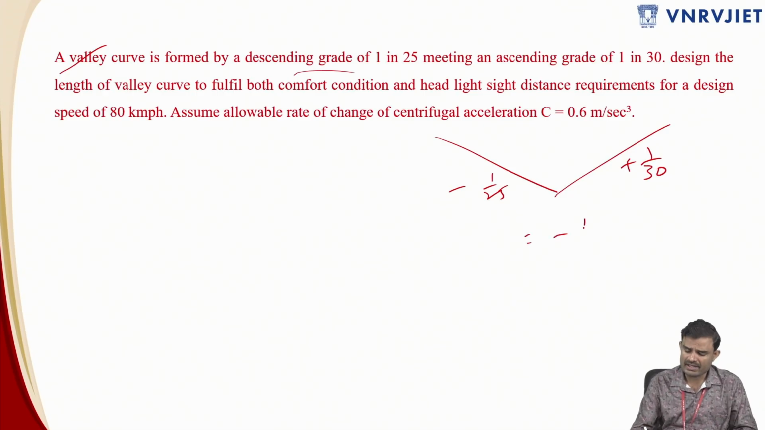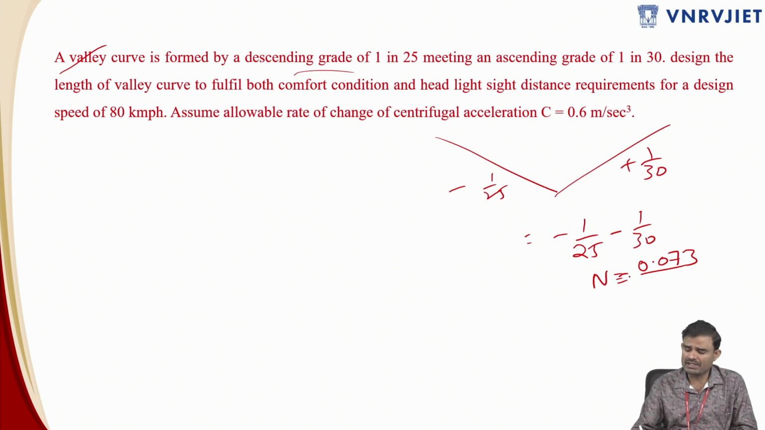So you have to calculate minus 1 by 25, and this is minus of algebraic difference. Again, this is plus, so this also will become minus 1 by 30. You simplify this in order to get the value of n. If you express this in percentage, this will be 0.073. So this is the value of n. Of course, this entire value will be negative, but this is only an indication that the overall value is negative. That is an indication of a valley curve. That's all. The deviation angle will be there between the original path and the deviated path. So design the length of the valley curve.